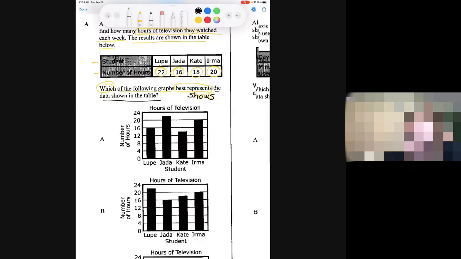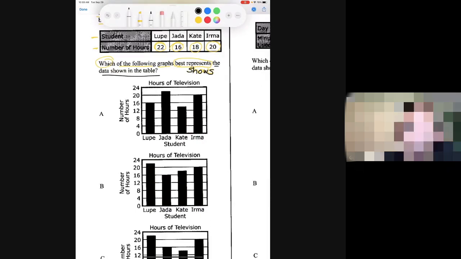So guess what, students? You have to fill in all of that. A, fill it in. B, fill it in. C, fill it in. And D. Let's do that. Lupe, 22. This one says 16, sir. What's up with that? Oh, it's wrong then. Jada, 16. Here it says 22, sir. Well, yeah, it confirms that A is not the right answer.